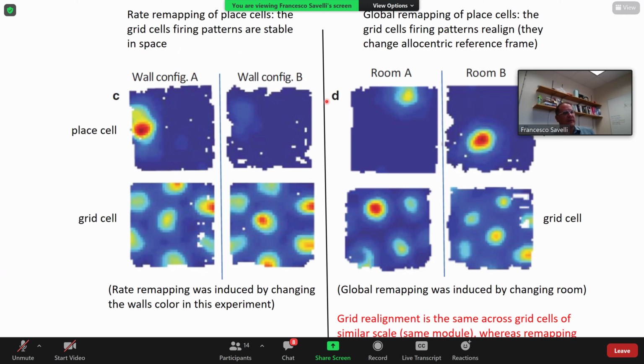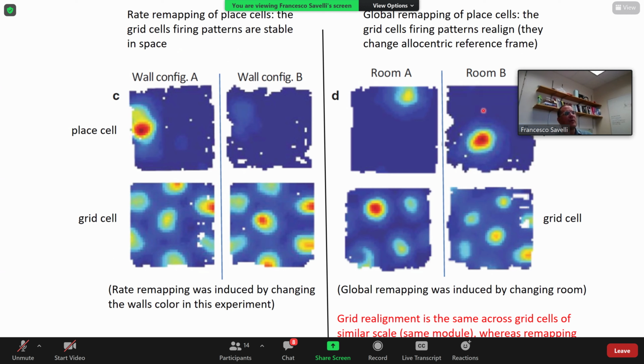So I just wanted to say that when there is rate remapping, what do place cells do, what do grid cells do? Well, grid cells do not shift. If you look here, wall configuration A, wall configuration B, in a situation where you have rate remapping, I'm just showing one cell, right? The grid cell has not moved. Maybe the peak firing in the different vertices has also changed, kind of similar to rate remapping, but the grid cell hasn't moved.